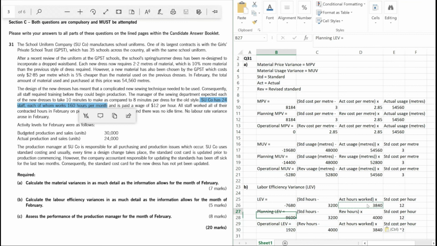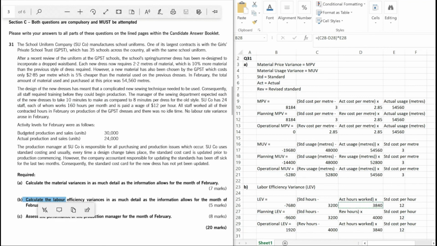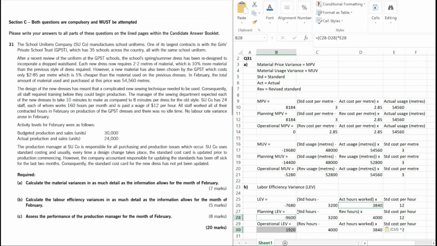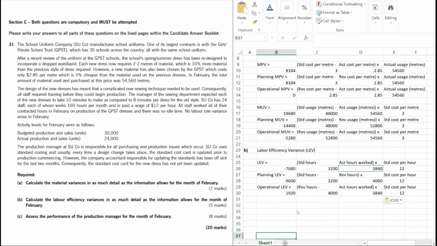We end up with a total labor efficiency variance which is adverse 7,680. The planning component is an adverse 9,600, while the operational component is actually a favorable 1,920. And if we add them up, once again, the planning and operational add up to the 7,680 adverse overall variance. Once again, the requirement is just to calculate it, so we're done with the calculation. We're done with part B as well. Let us move on to part C.